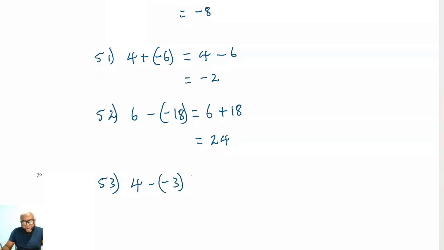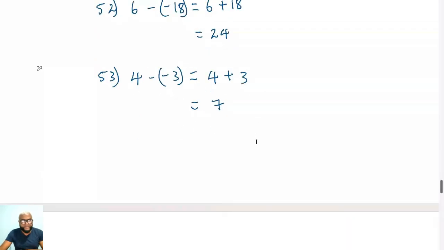Right, let's go. So how are we writing this? You change the two take away signs to positive. Then you add, which will be positive 7. Right, or just 7.